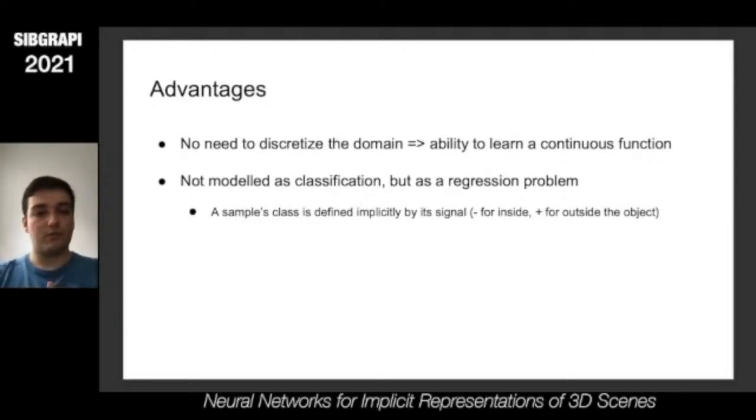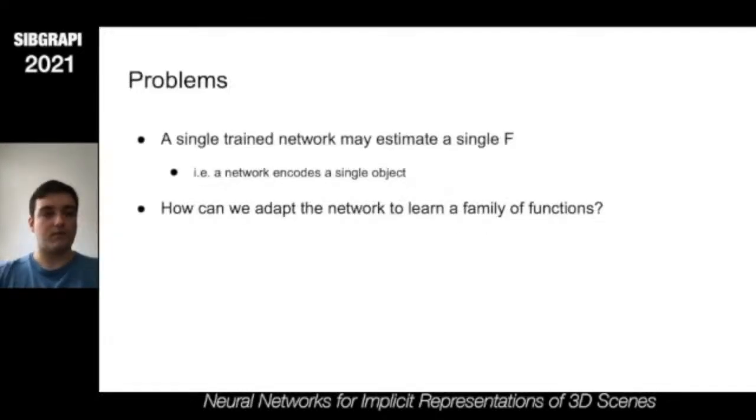A classification problem, such as occupancy networks, is where the points are classified as inside or outside the shape. We actually try to solve a regression problem, where we have a series of samples of a given function, and we wish to create another function that best approximates the target function. As a side note, the sample class is implicitly defined by its sign.